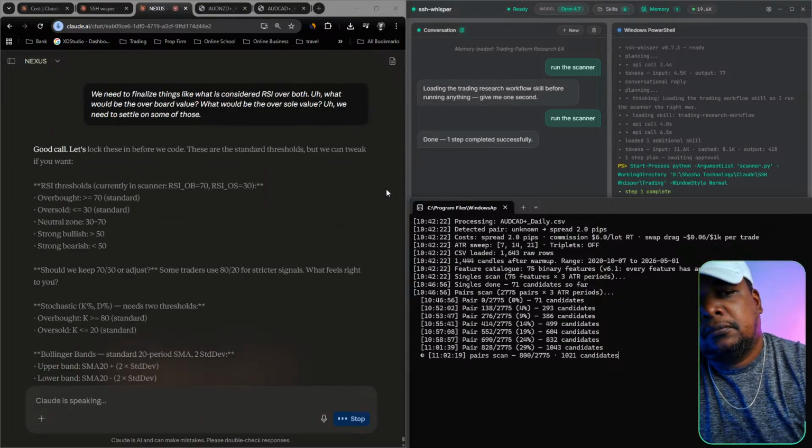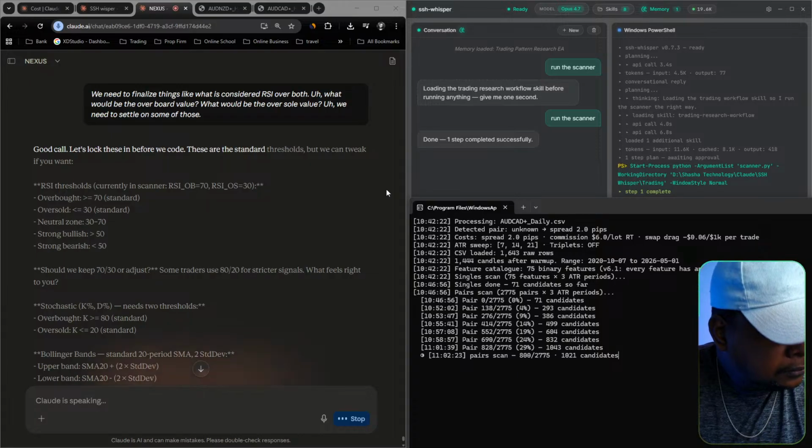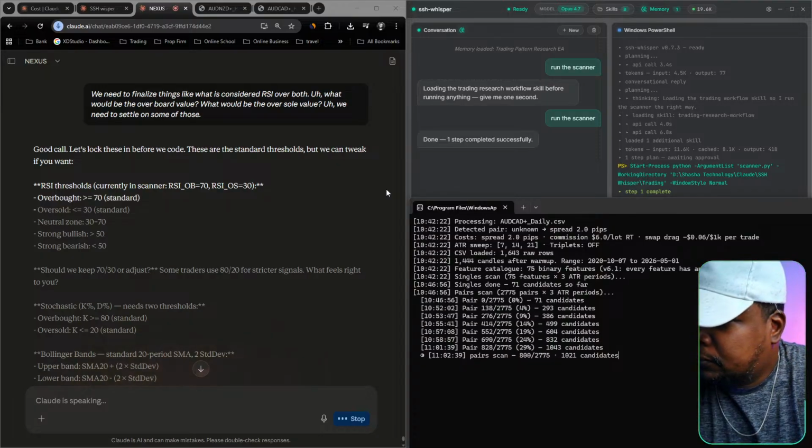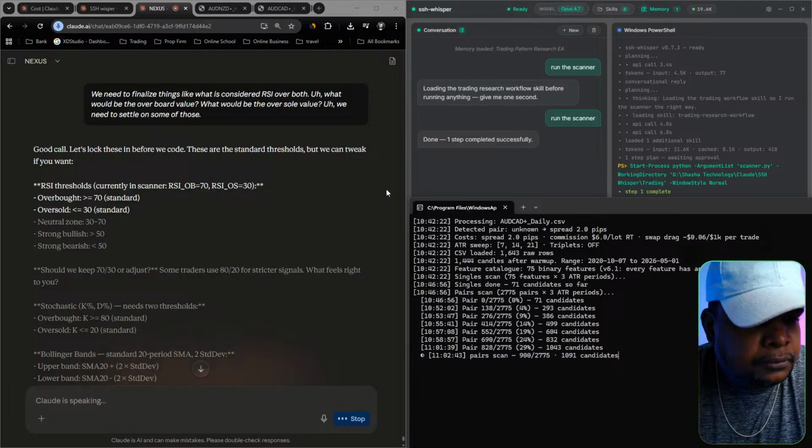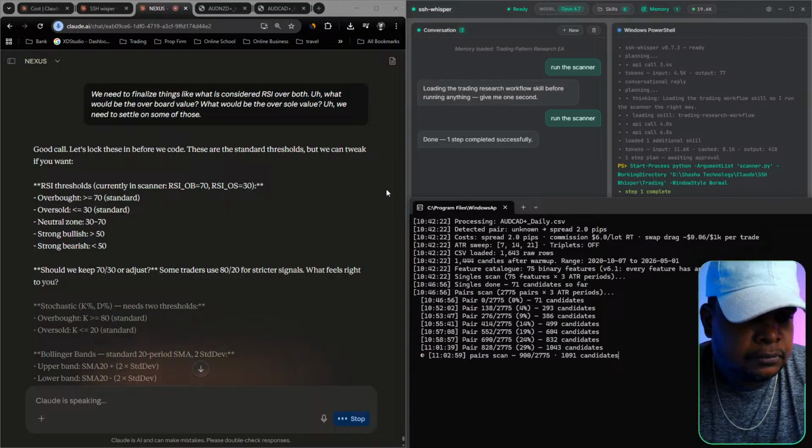Good call. Let's lock these in before we code. These are the standard thresholds, but we can tweak if you want. RSI thresholds currently in Scanner: RSI OB 70, RSI OS 30. Overbought is 70, standard. Oversold is 30, standard. Neutral zone 30 to 70, strong bullish above 50, strong bearish below 50. Should we keep 70-30 or adjust? Some traders use 80-20 for stricter signals. What feels right to you?